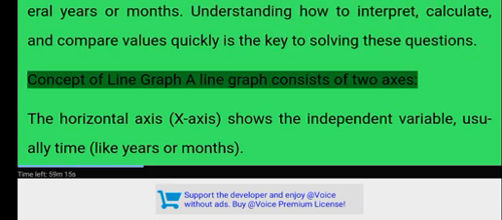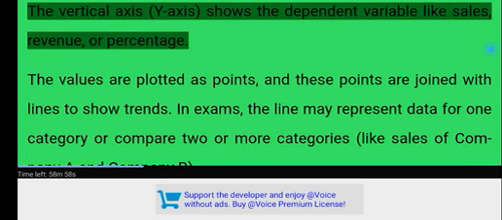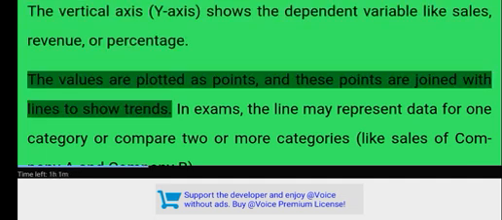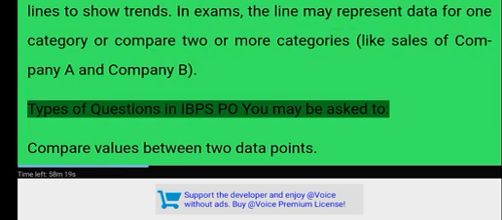Concept of line graph. A line graph consists of two axes. The horizontal axis, x-axis, shows the independent variable, usually time, like years or months. The vertical axis, y-axis, shows the dependent variable like sales, revenue, or percentage. The values are plotted as points, and these points are joined with lines to show trends. In exams, the line may represent data for one category or compare two or more categories, like sales of Company A and Company B.